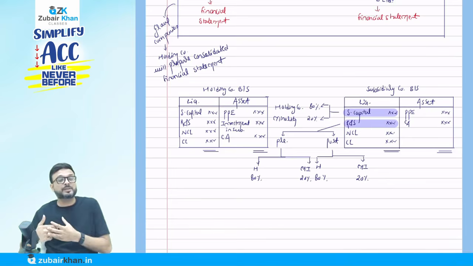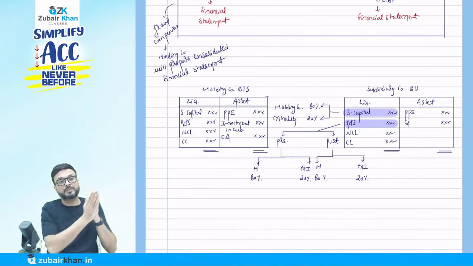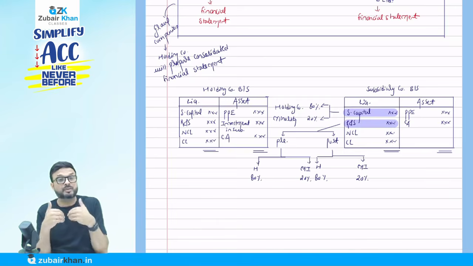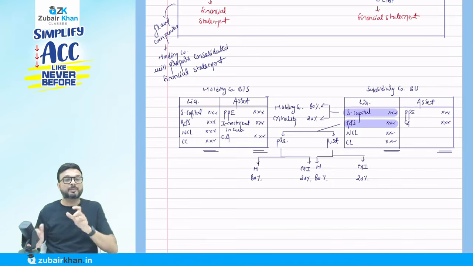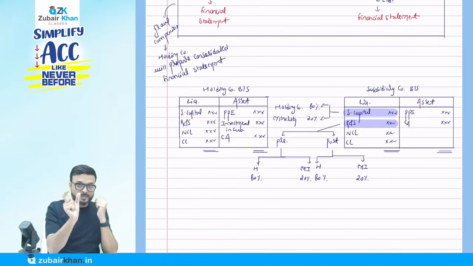We hold 80%, so 80% belongs to us. 20% is held by minority, so 20% belongs to the minority interest. So we need a bifurcation. Why? First, let me talk about the minority interest point of view. When I prepare the consolidated balance sheet, one column will come on the liability side, and we call it the minority interest. That minority interest represents that here.